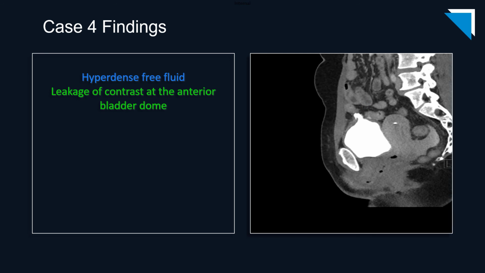Again, here on this sagittal image, we can see the dense free pelvic fluid, which no one would fault you for mistaking for blood products given the history of an ovarian cyst. But once you see the open defect in the bladder dome, the diagnosis of bladder rupture becomes clear.